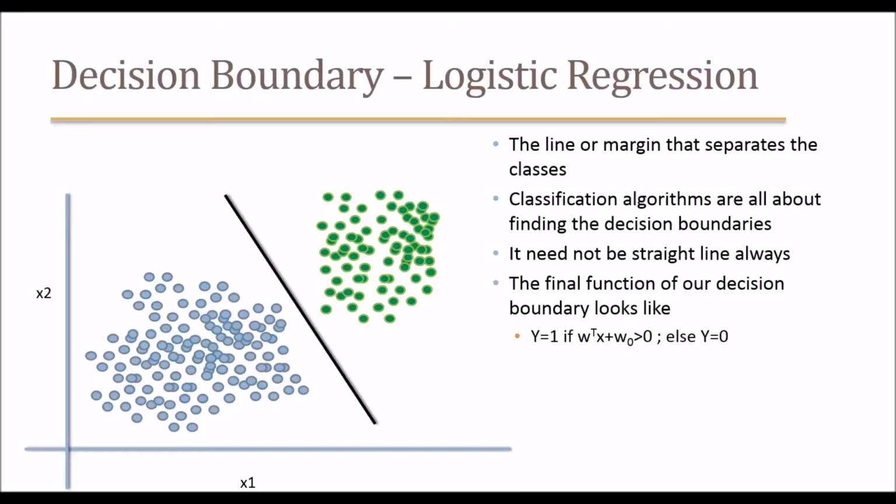So in every classification algorithm, it's all about finding the right decision boundary, and it's not mandatory that the decision boundary needs to be a straight line or linear all the time. And here in this particular example, the function for our decision boundary is y equal to class 1 when w transpose x plus w naught is greater than 0. This is nothing but beta 1 x1 plus beta 2 x2 plus beta naught greater than 0, or else class 0, or else y equal to 0.